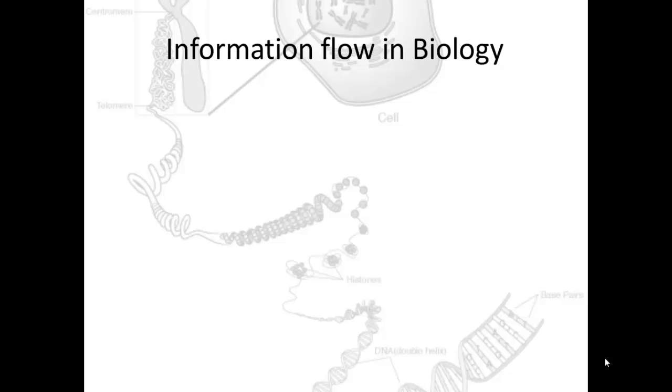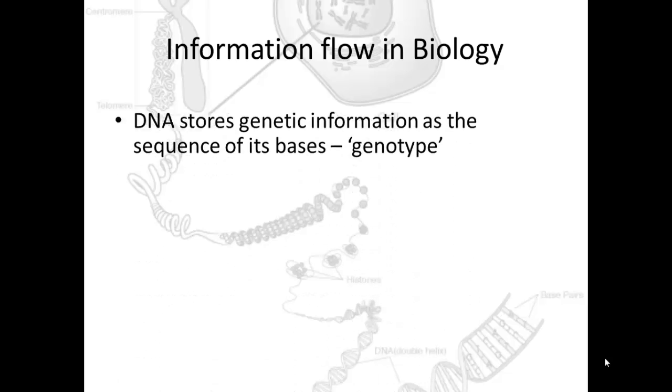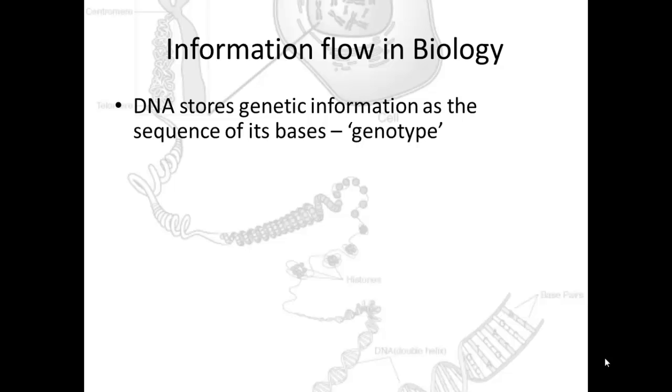In biology, we consider information to flow in a particular direction. It's stored on DNA. DNA stores that genetic information, and that is stored as the sequence of its bases, those A's, G's, C's, and T's. That is a store of information, that sequence of them. Very important word, that sequence. That is the genotype. You'll have heard the word genotype from genetics at GCSE and from all sorts of things. So that is the genotype, the sequence of the bases on DNA.